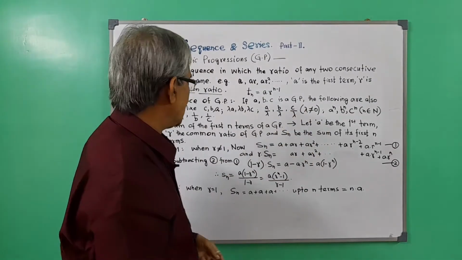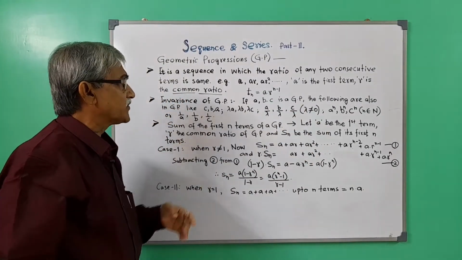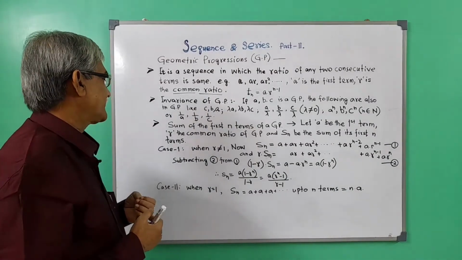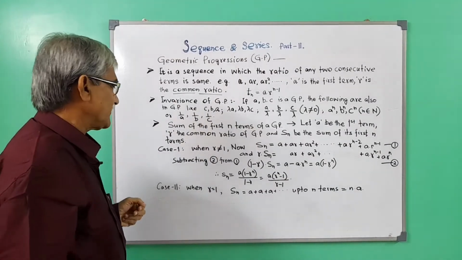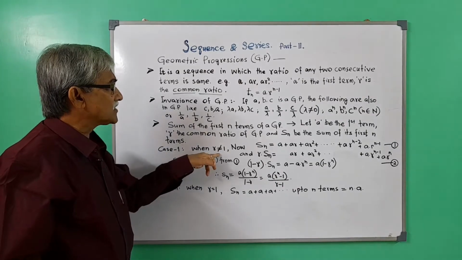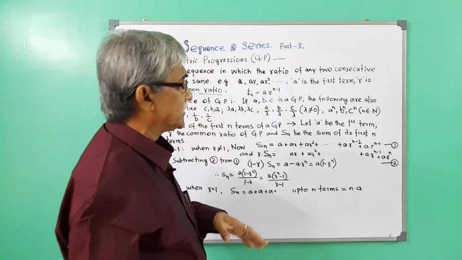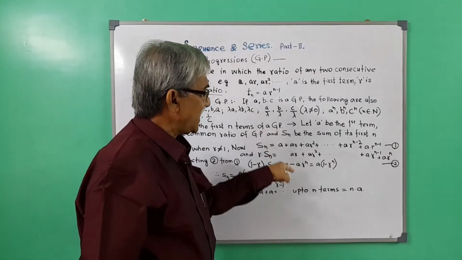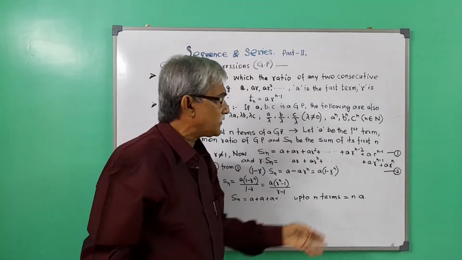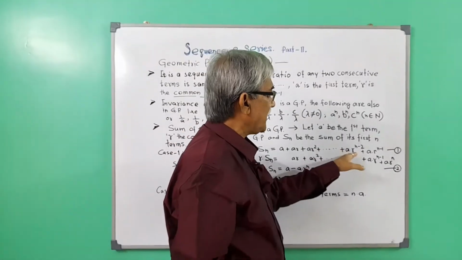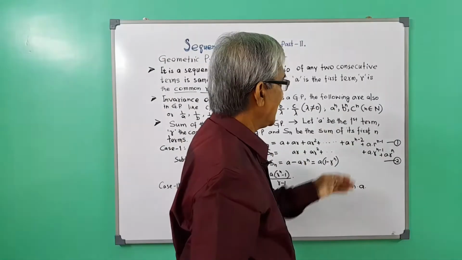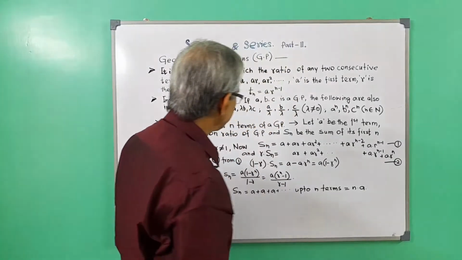Let A be the first term, r be the common ratio of a GP, and Sn be the sum of the first n terms. Then we have the cases. Case 1, when r not equals to 1. Then Sn is equal to A plus AR plus AR square plus dot dot dot, A into r to the power n minus 2 plus A into r to the power n minus 1, the nth term. Let this be equation 1.